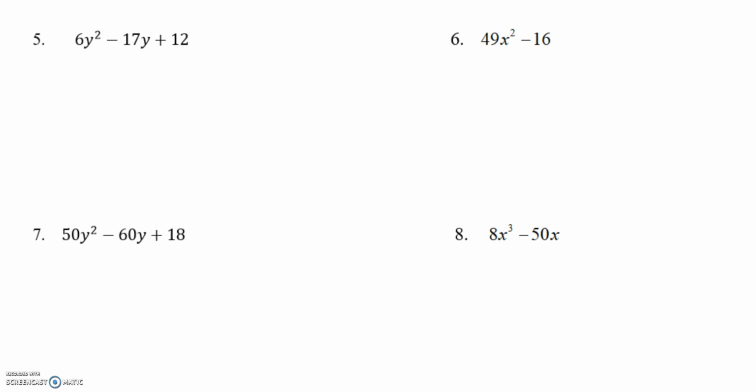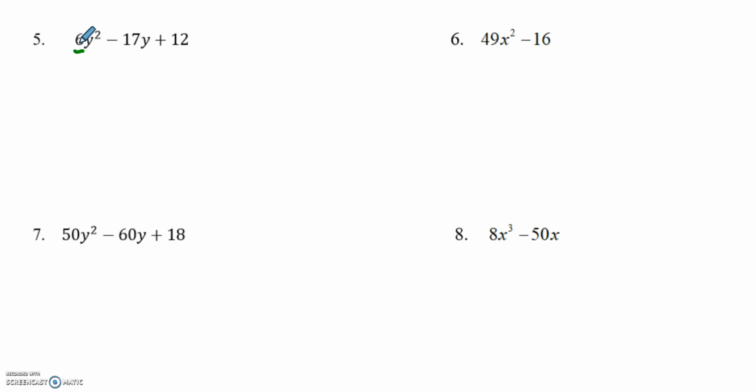Number 5. First, do I have a greatest common factor? Can I take anything out of 6, 17, and 12? No. Does this have 4 terms? No, I can't group. Do I have a trinomial with highest power of 2? Yes. However, I do have a lead coefficient other than 1. So this is when I have to split the middle term because I don't have anything else.